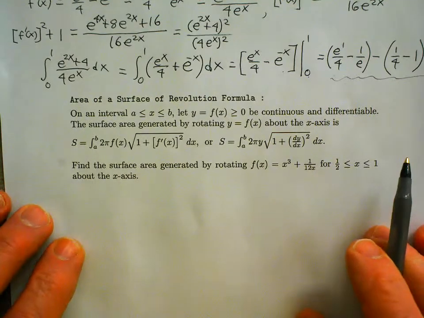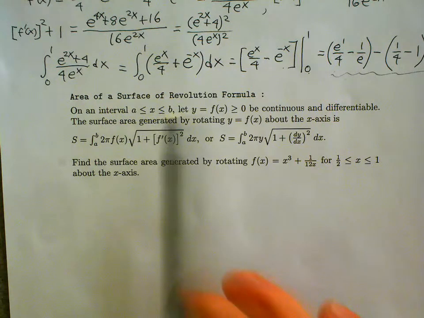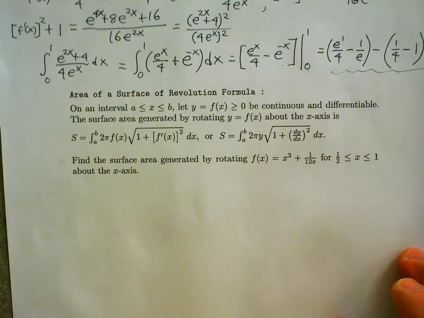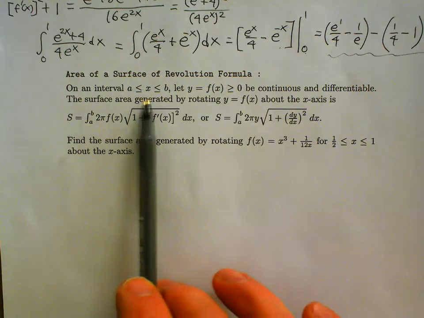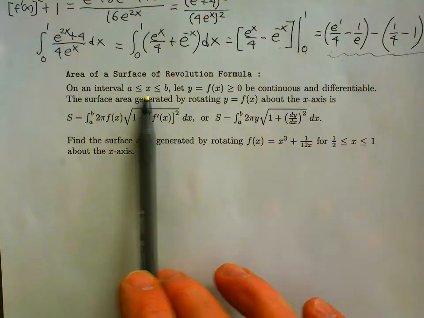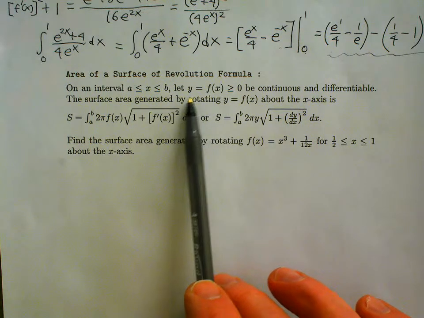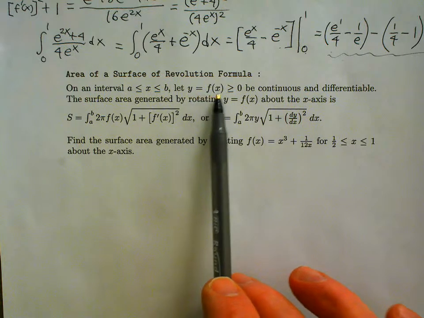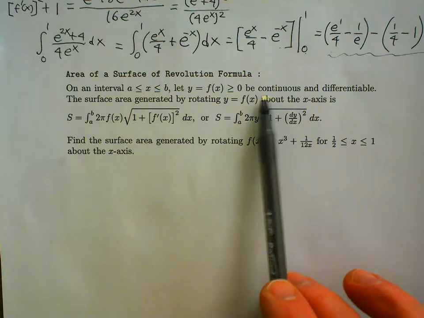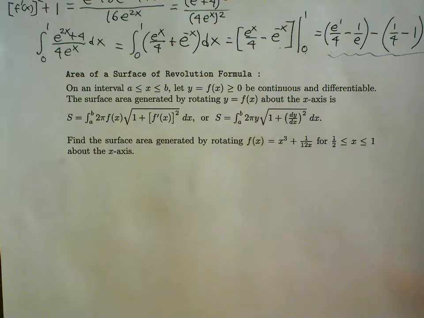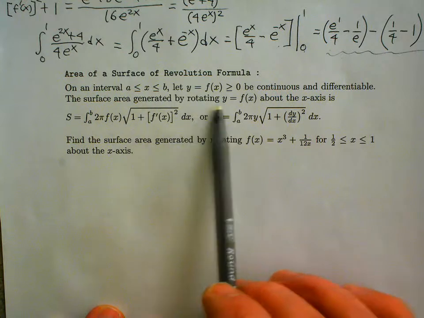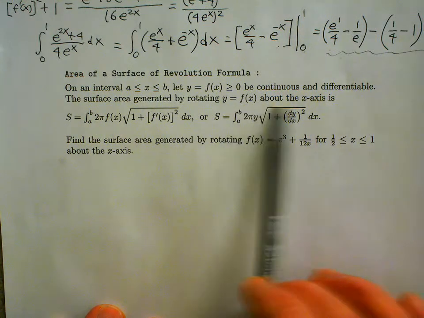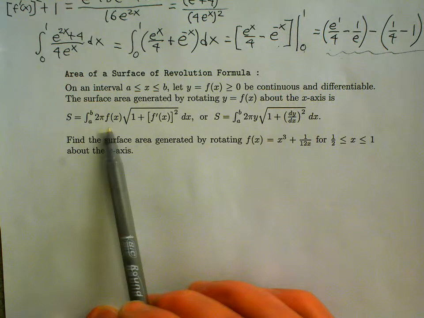Okay, another formula from chapter 8, the area of a surface of revolution. On an interval from a to b, the x values are from a to b. And if we let y equals f of x be greater than or equal to 0, let that be continuous and differentiable, then the surface area generated by rotating y equals f of x about the x-axis is given by this formula.